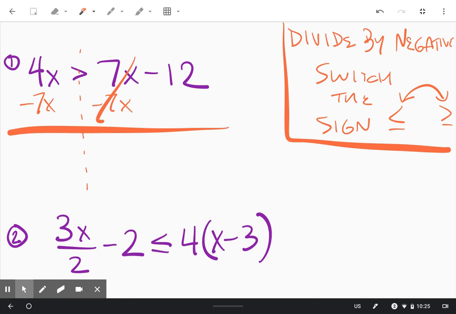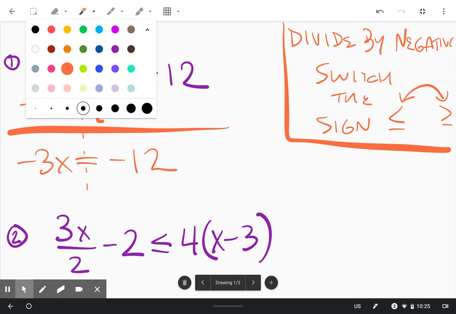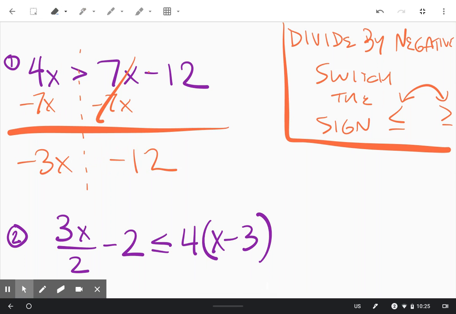That's going to cancel out. 4 minus 7 is negative 3x equals 12. Oh, no, negative 12. A mistake there, because that negative sign is going to come down. And then I put an equal sign. I'm making all sorts of mistakes this morning.